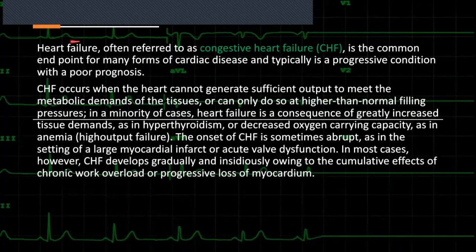Now, heart failure, which is often referred to as congestive heart failure, is the common endpoint for many forms of cardiac disease, and typically is a progressive condition with a poor prognosis.